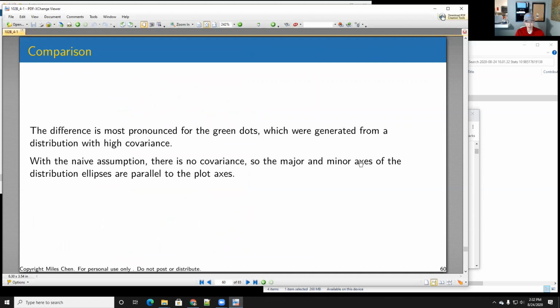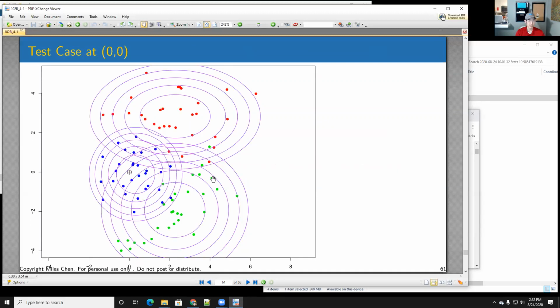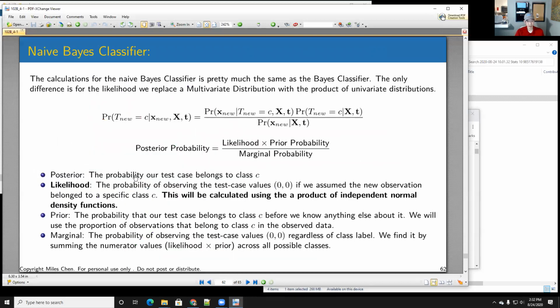There's no covariance, so the major and minor axes of the ellipse are parallel to the plot axes, okay? All right, and so here we're going to put in the test case 0, 0. When we do this, blue is going to be the most likely, but then the green case will also be not super unlikely, okay?